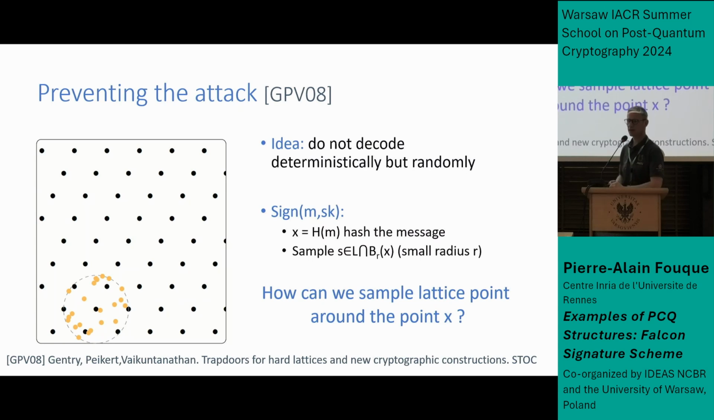So this means that it now boils down to the question: how can we sample a lattice point around some arbitrary point in the ambient space? This is the goal, and the GPV paper proposed one of these algorithms, and we will go back to it a little bit later.